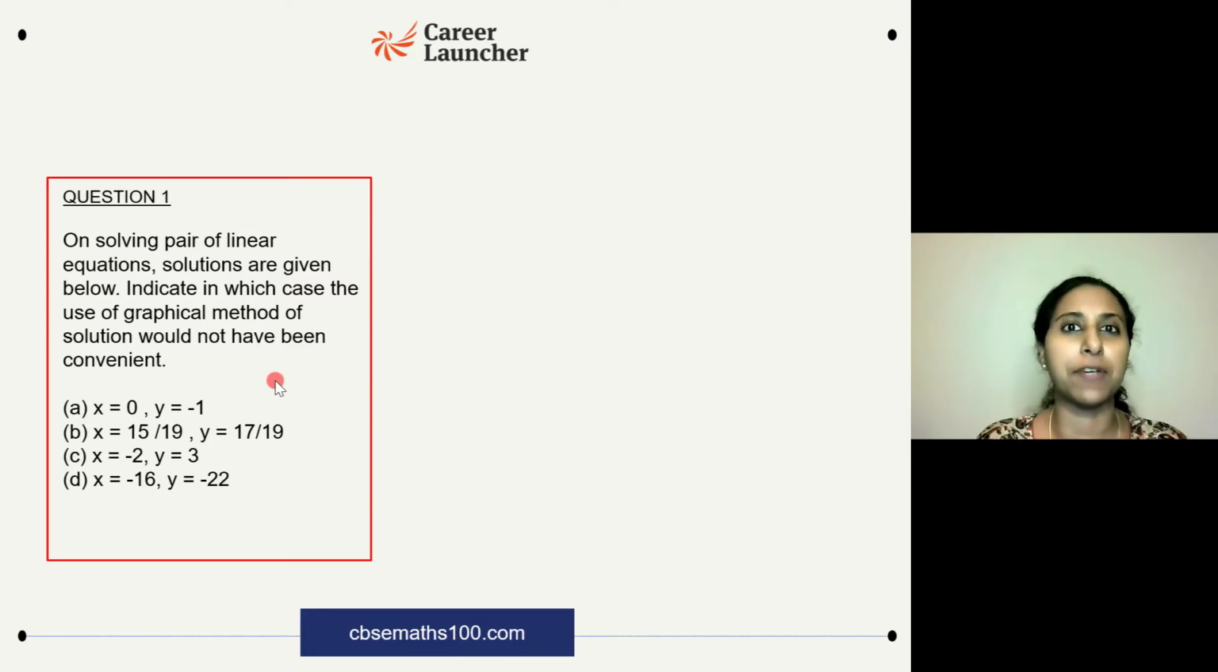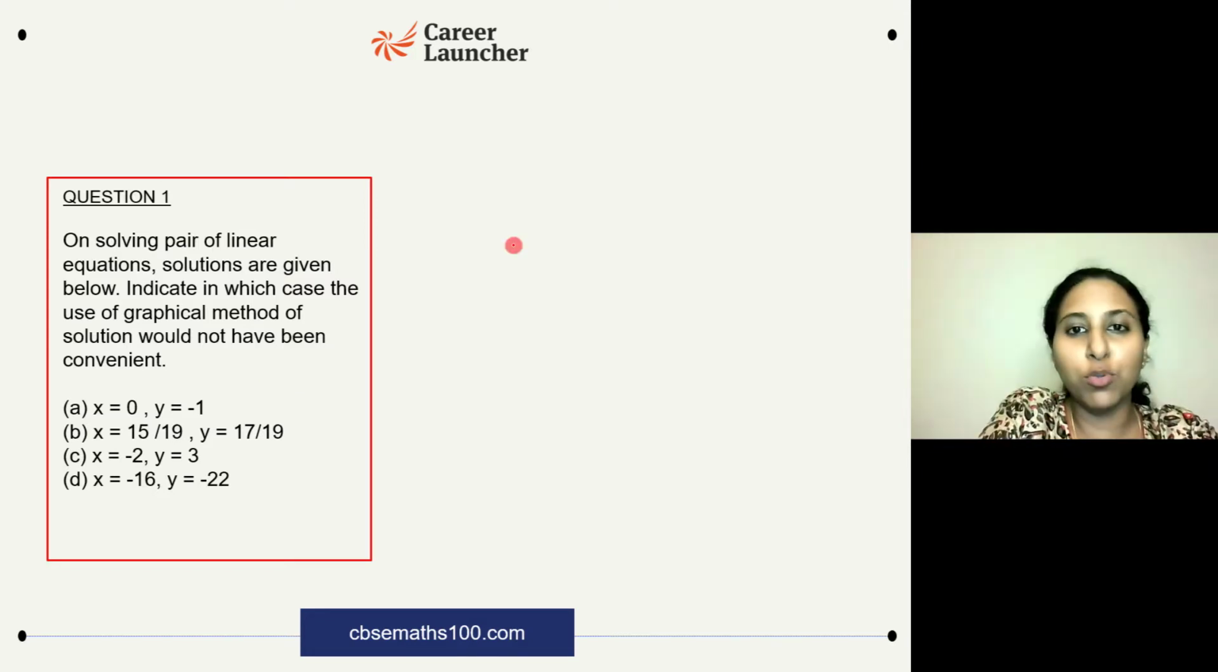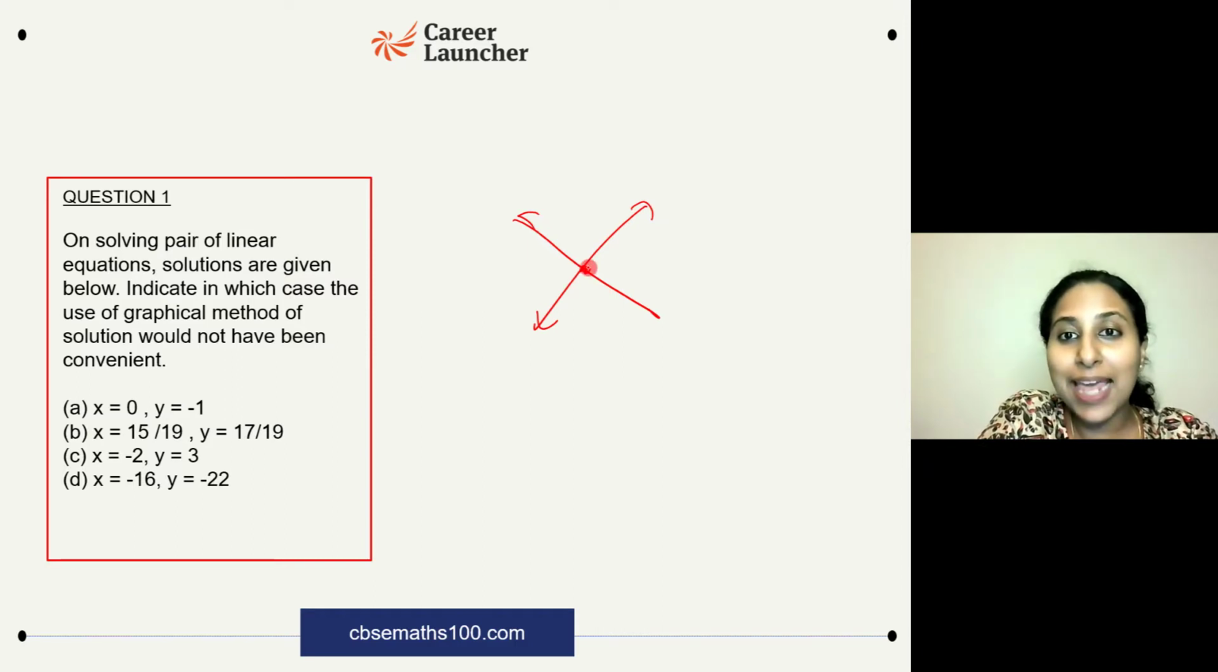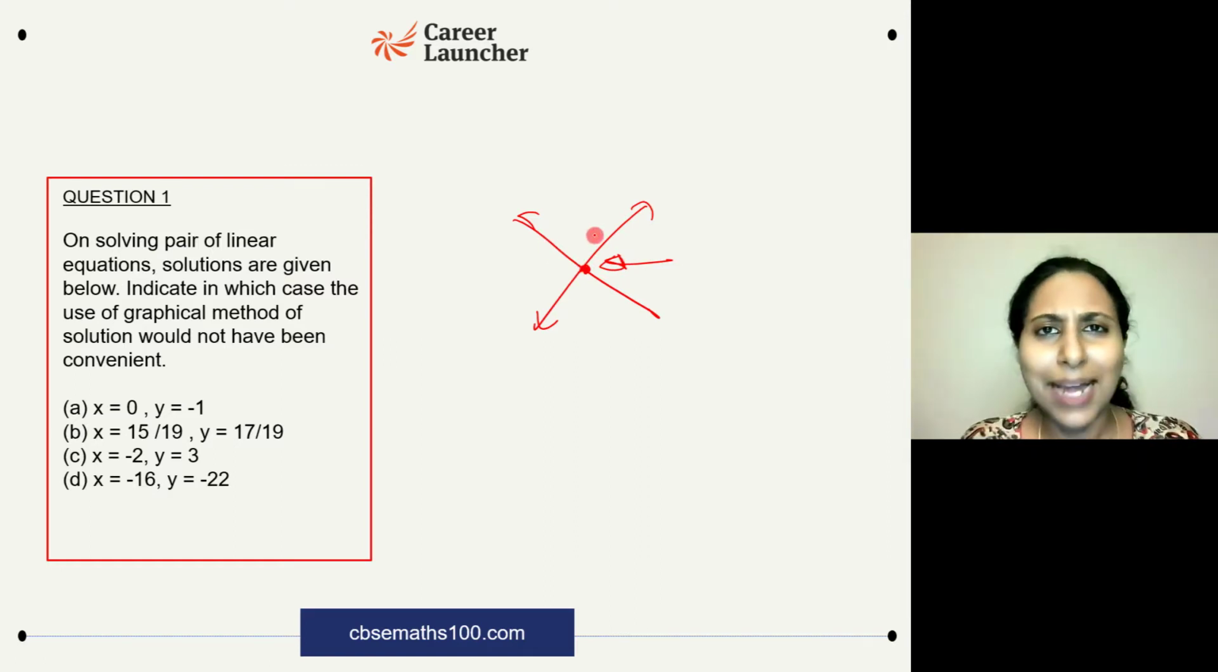What is the meaning of graphical method of solution? You need to plot both the lines on the xy plane and find the x and y coordinate corresponding to the point where both the lines intersect. That is the meaning of graphical solution, right?